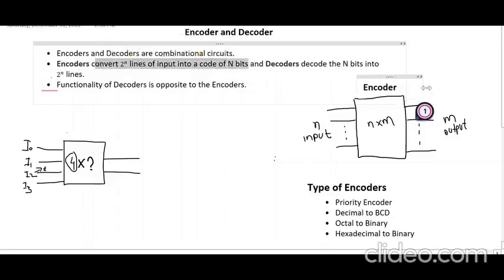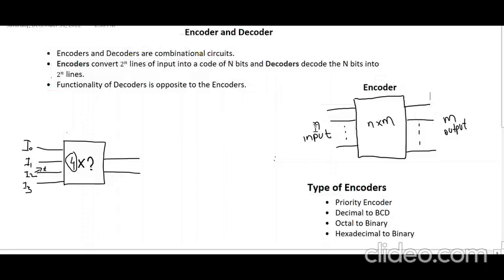You can see this encoder where there are n input lines and m output lines. Now we want to find the expression for the relationship between n input lines and m output lines. So let's take an example where I have 4 input lines I0, I1, I2 and I3. Now I want to find the output lines. Let me tell you a very important piece of information: an encoder also minimizes the data lines.